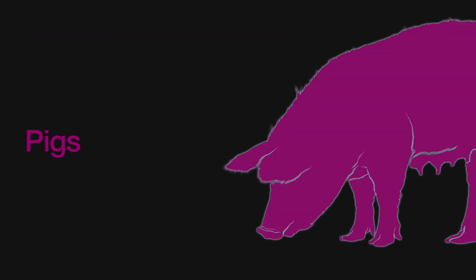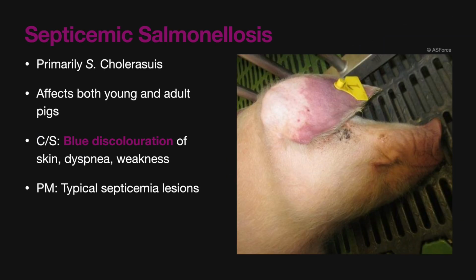Next, we will take a look at pigs. Septicemic salmonellosis in pigs is caused by Salmonella cholerae suis. This condition can affect both young and adult pigs. Clinical signs include blue discoloration and congestion of the skin, dyspnea, and weakness. Postmortem findings are typical septicemia lesions.